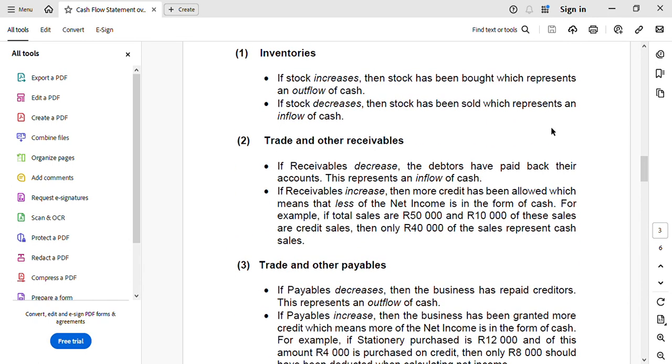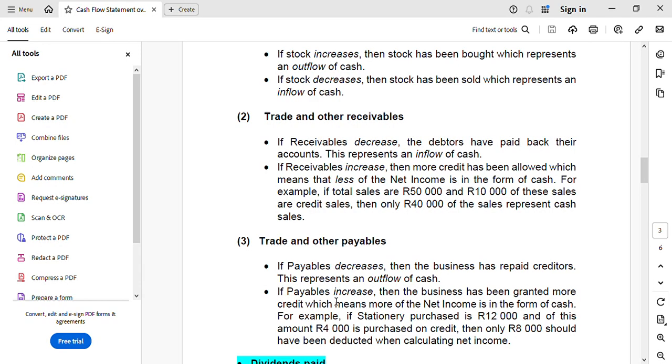If we move on to our payables now, if payables decrease, that's simple, it means you've paid back your creditors. If you pay something, that's going to represent an outflow of cash. If payables increase, on the other hand, it means we've been allowed to buy more on credit. That means we haven't had to spend so much cash. So for example, if stationery purchased was 12,000, that would appear in your answer column of your income statement when calculating net profit. But if 4,000 Rand of this was purchased on credit, then only 8,000 should actually have been deducted when you calculate net income.